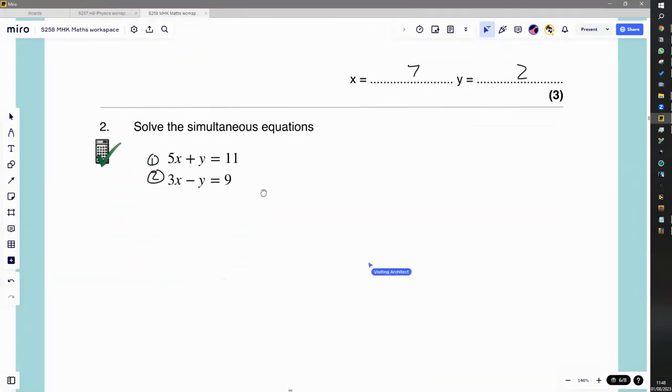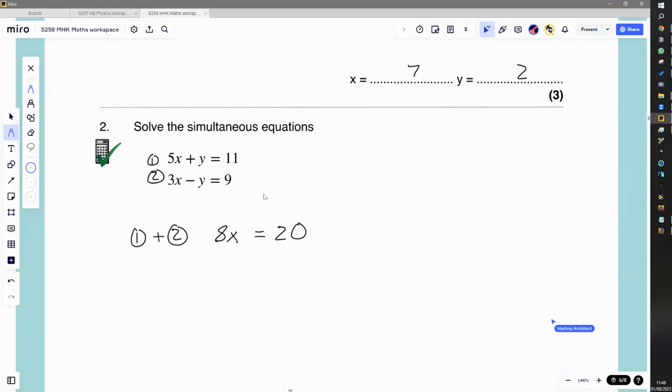So let's just solve this one now. Or if you're watching this video, you can pause it, try to solve it, and then play it and see how I solve it. So we're going to add them, equation 1 and equation 2. This time it doesn't matter which way you add them, of course, because 1 plus 2 is the same as 2 plus 1. This time I'm just going to add the terms straight away. So 5x plus 3x is just 8x, plus y minus y is nothing, and then 11 plus 9 is 20.